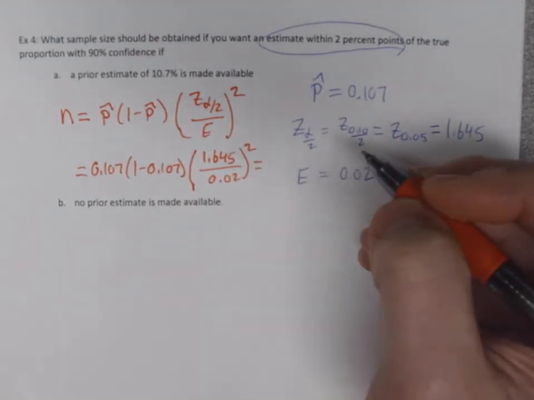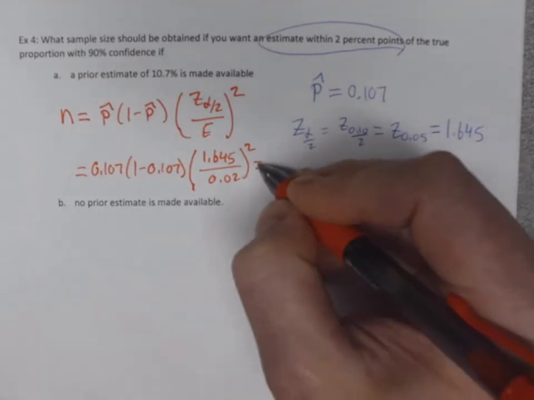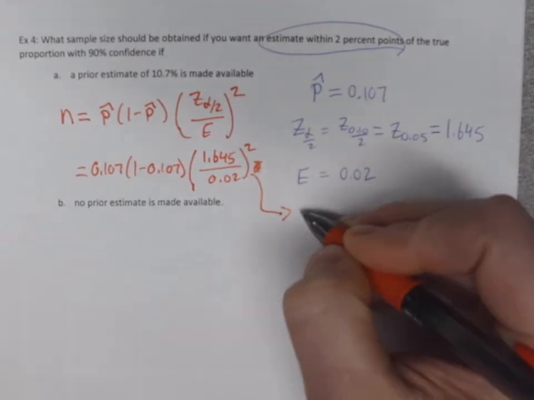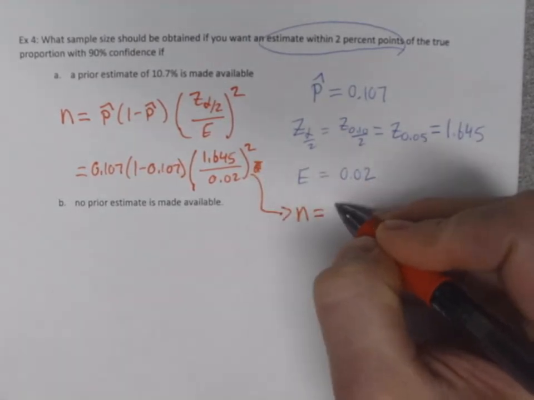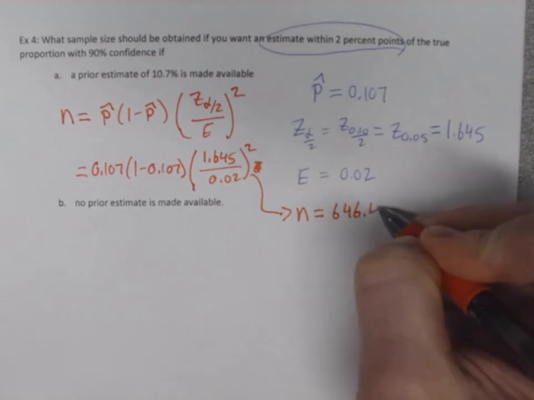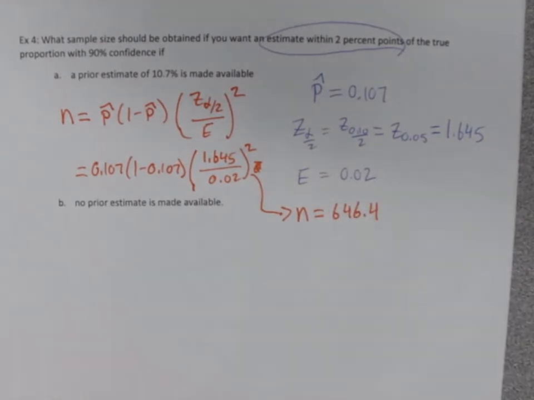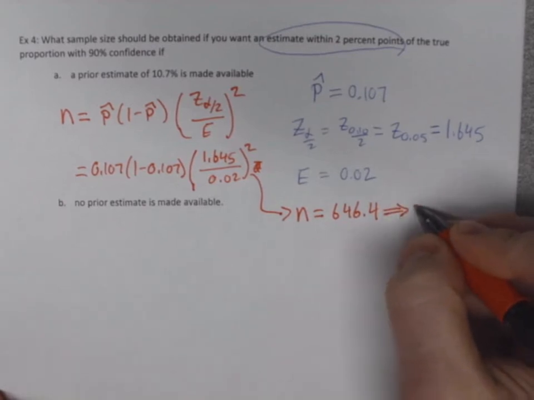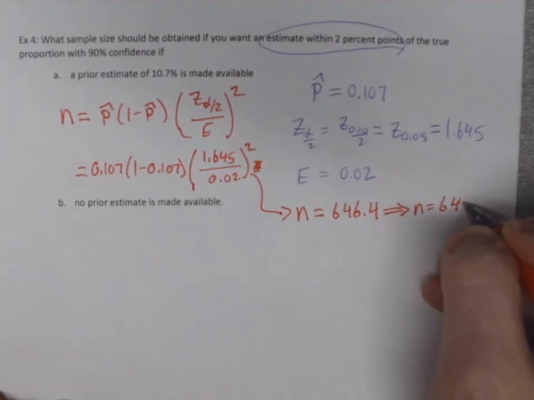I didn't leave myself a lot of room here, so I'm going to come over here. N is equal to 646.4. Since we don't want to deal with decimals here, because typically we're dealing with people, we're not going to have 0.4 of a person, so we want to round up. That implies n is equal to 647.